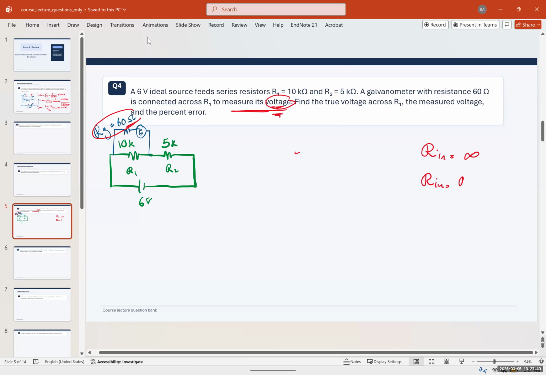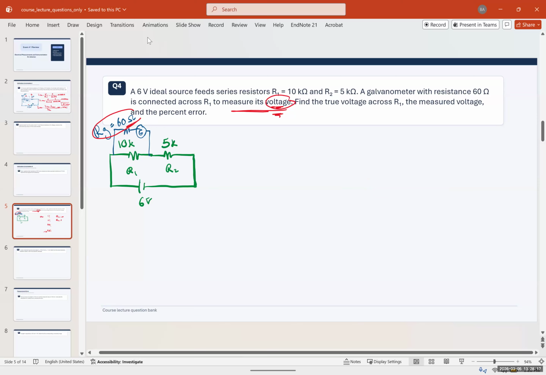So if your options for the error were 1%, 2%, 60%, 98%, which one would be the answer? 98%, yes. Why? Because this is technically short-circuiting your resistor. For an ideal voltmeter, we want that resistance to be infinite, no current passing through it, so all the current would be forced to pass through the 10K, and therefore we have an accurate measurement. Now let's see if our assumption was correct. Let's solve the problem, okay?